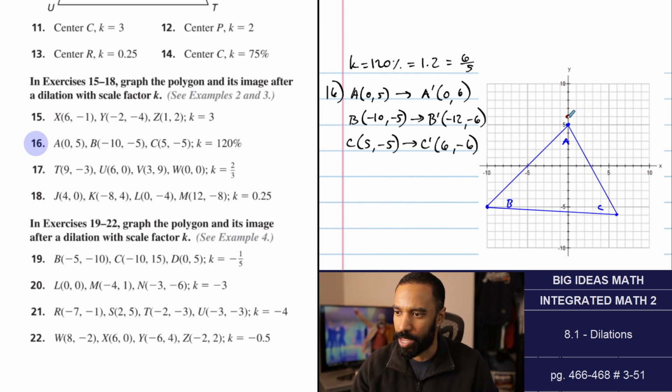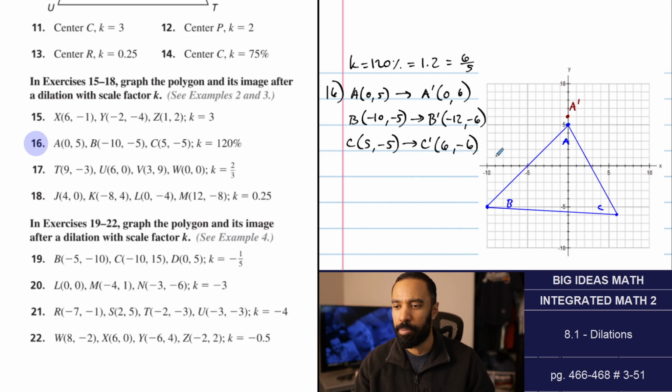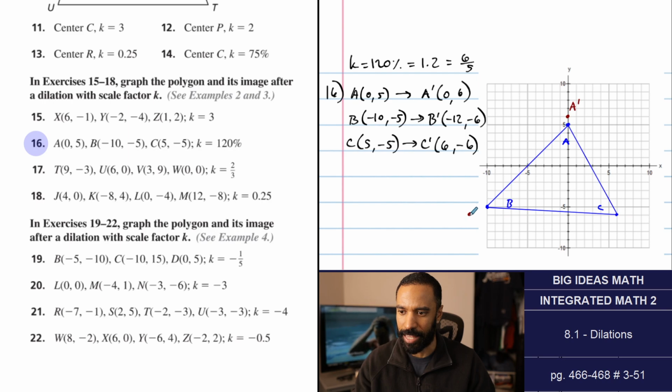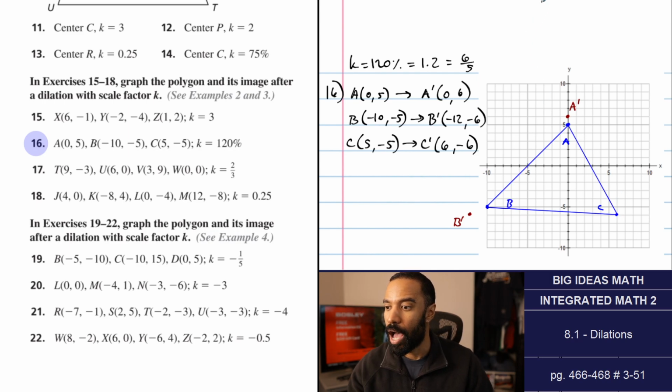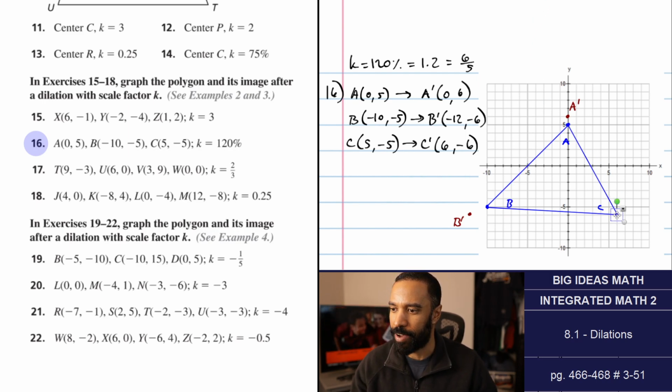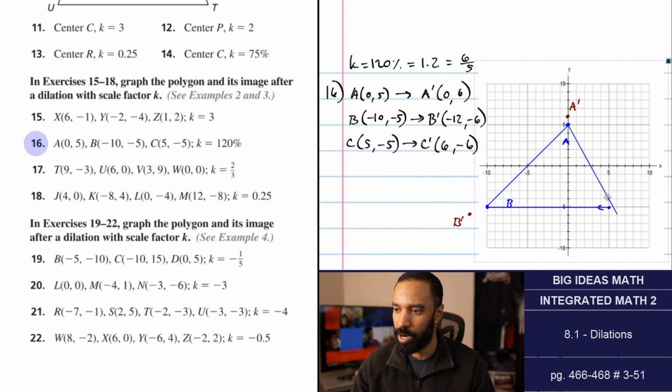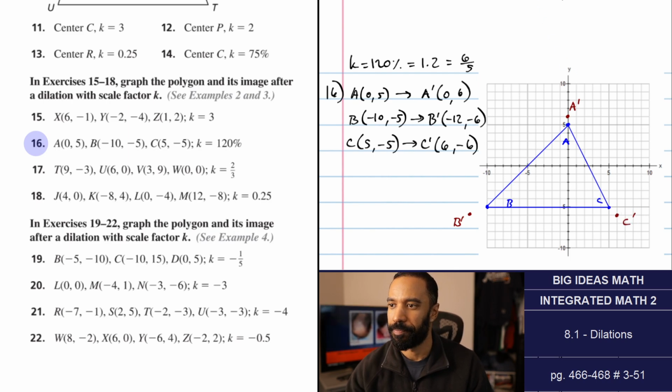A prime is right here. It's not really red. B prime is at negative 12, and negative 6. So you're kind of like that. Why not? And C prime is at 6, negative 6. Oh, I'm sorry. C was at 5, negative 5. I didn't notice what I did here. You probably were calling me out on this. Mr. Robinson, what are you doing? 5, negative 5, and then C prime is at 6, negative 6. Okay. So 6, negative 6 being right here. C prime. Got it. I corrected myself. No worries.